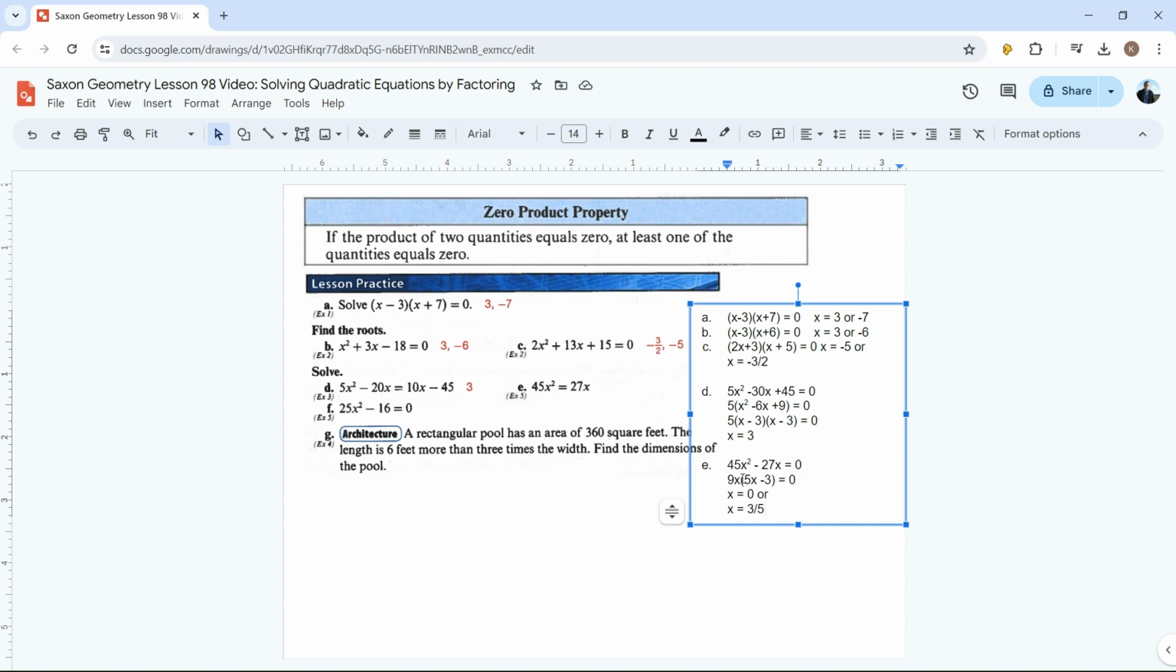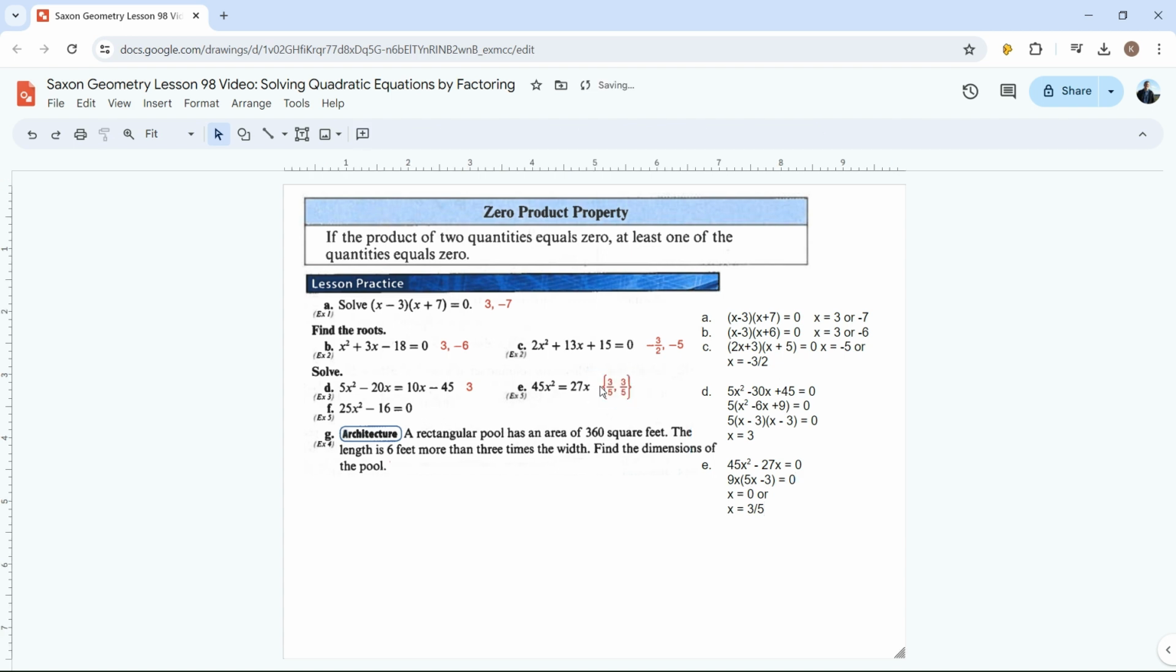And then it doesn't matter what this is out here. It's going to be times 0, so it's going to equal 0. So 0 or 3/5 for letter E. Let's make sure I got that right. Hold on one second. Let me make sure we got this right.